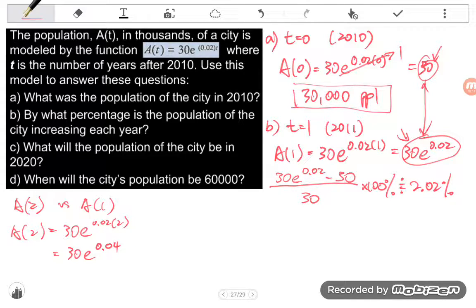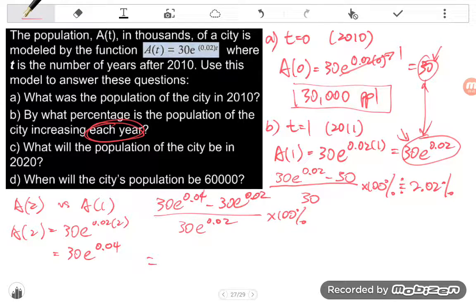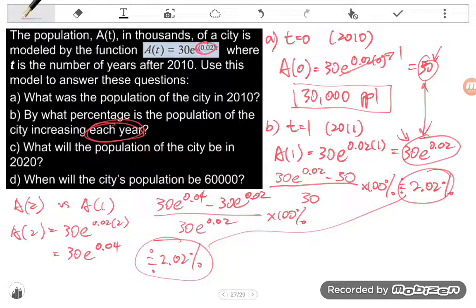Again, if I want to find the percentage increase compared to the first year, because they're asking us each year, I'm comparing the population after 2 years with the population after 1 year. So that would be 30e^0.04, the new population, minus the old population, which is after 1 year, divided by the old population, and then times 100% as well. If you put that in your calculator, you will see that it is also approximately 2.02%. In fact, they are the same, not because I rounded them, but because they are exactly the same. They are increasing by the same percentage because of that 0.02.